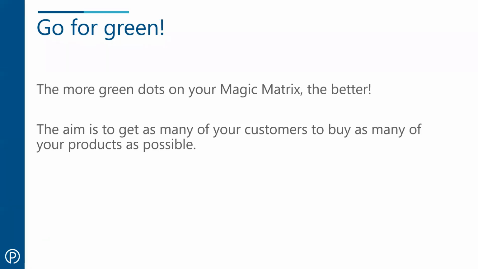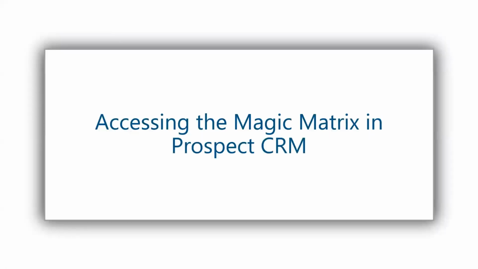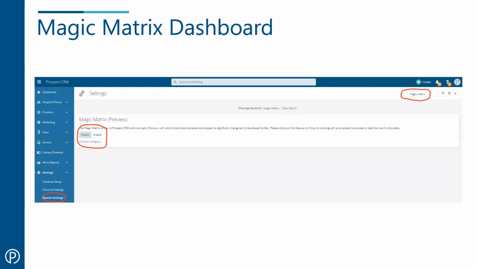It's a fairly straightforward principle, and you'll be able to see the grid when we go into the system in a second. But let me just tell you, before we go on to a demonstration, how to access the magic matrix in your Prospect CRM system. The first thing you have to do is go into your settings. This will need to be an administrator, somebody with admin rights. Go to system settings on the left under settings, and then search through the system settings, as I've done in the top right-hand corner, for magic matrix. You'll get this setting appear, and you need to tick enable in order to enable the magic matrix within your system. Then all the functionality I'm about to show you will come to life.